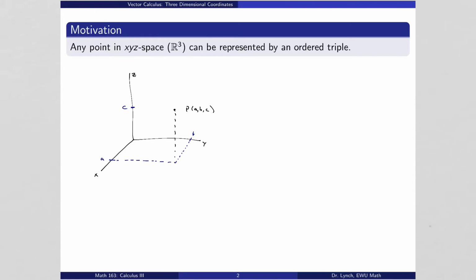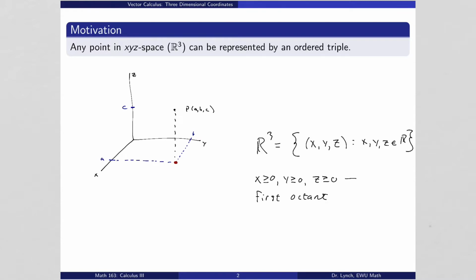So you can see here sort of that the projection of this point onto the xy plane would be the point A, B in the xy plane, which of course is just right here, and then the C raises this up off that xy plane by a certain distance.